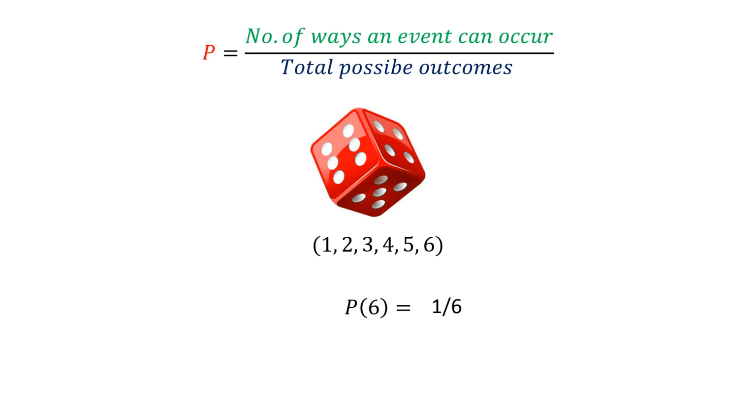Okay, so what would be the probability of obtaining an even number at the throw of a fair die? There are 3 ways of getting an even number and there are a total of 6 possible outcomes. So the probability of getting an even number at the throw of a fair die is 3 by 6 or 50%.